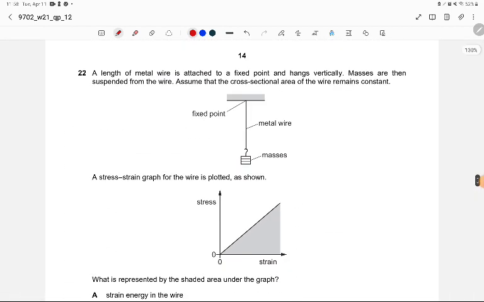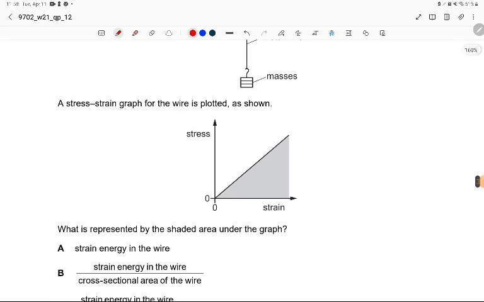The length of the metal wire is attached to a fixed point and hangs vertically. Masses are then suspended from the wire. Assume that the cross-sectional area of the wire remains constant. A stress strain graph for the wire is plotted as shown. So what is represented by the shaded area under the graph? Let's just look at this. We can work out the units and find it out.